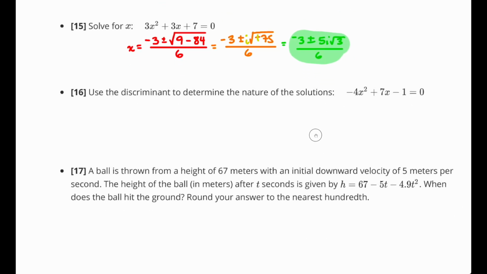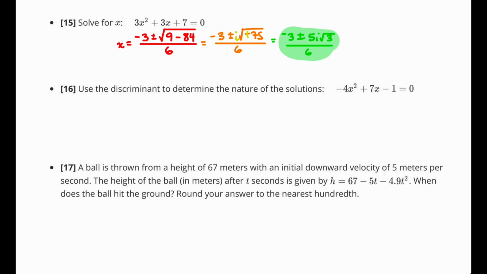Okay, the next one, number 16. Use the discriminant to determine the nature of the solutions, which will actually tell us if there's imaginary parts to them, or if there's just one of them, or if there's two real ones. So the discriminant, again, is just that b squared minus 4ac, which in this case is going to be 49 minus 4 times -4 times -1. The negative is going to become a positive here. So either way, doesn't matter what the number is, it's going to be positive, because 49 minus 16 is positive. So that means you're going to have two real solutions.